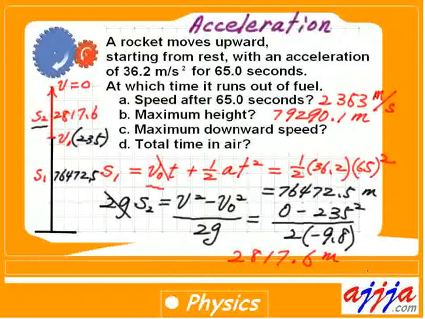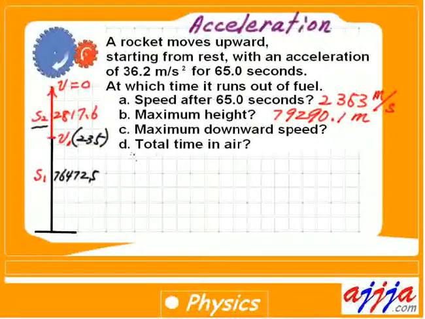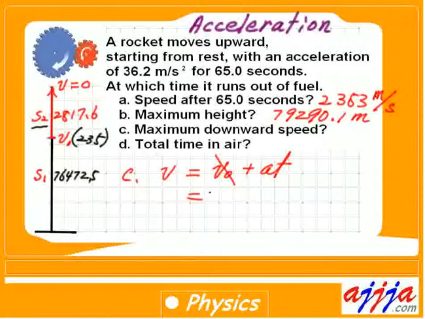Okay, let us see question C. Maximum downward speed. That means something is coming down all the way down to the ground. That is the maximum speed, right? So final velocity equals initial velocity plus AT. This one is a very simple one. Initial velocity was 0 because this one is coming down all the way to the bottom, and we use gravity. That's why g, which is 9.8, times time.